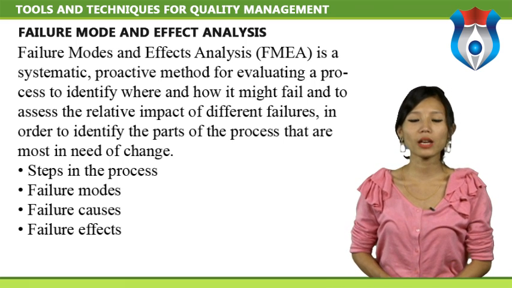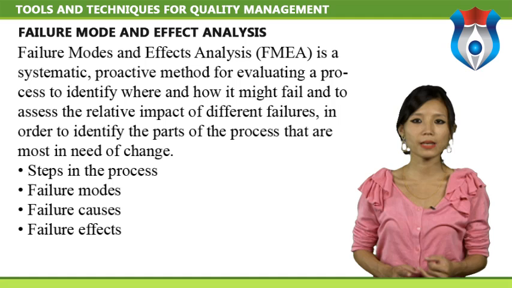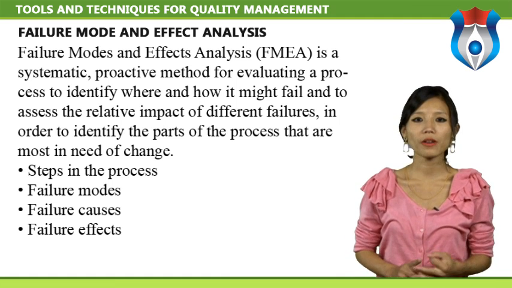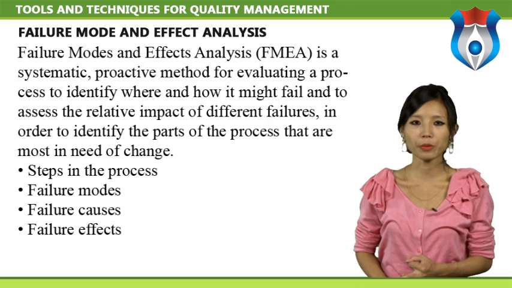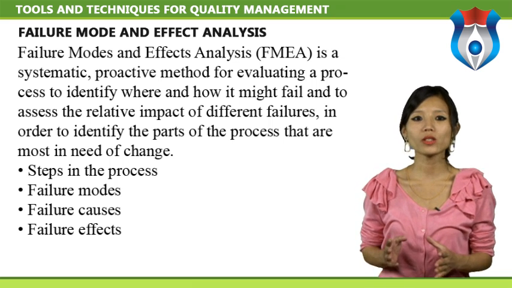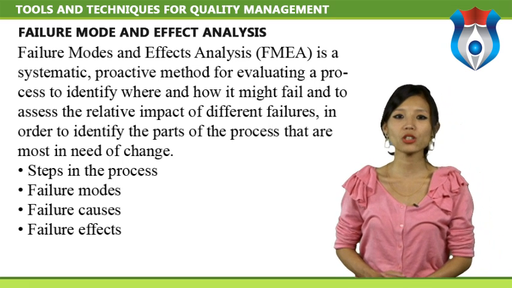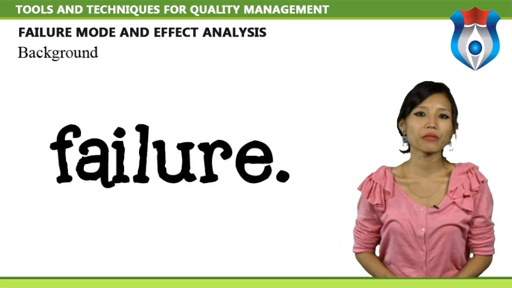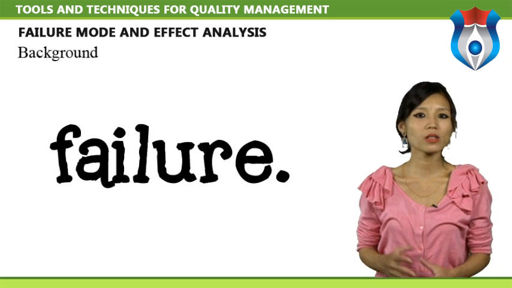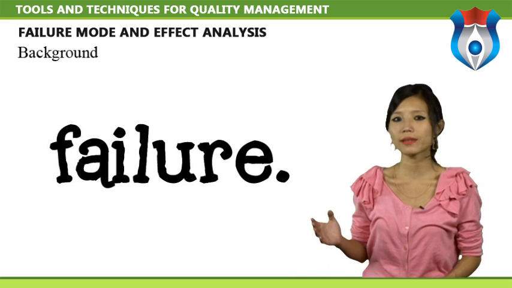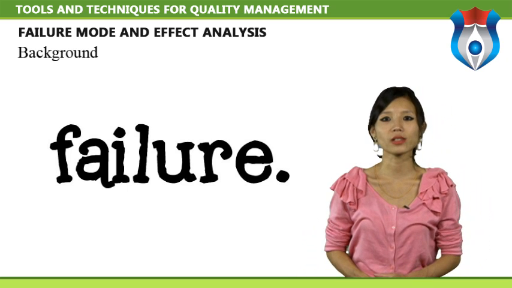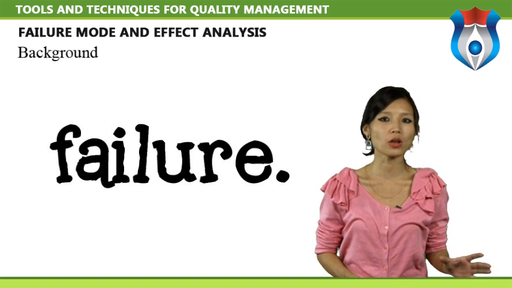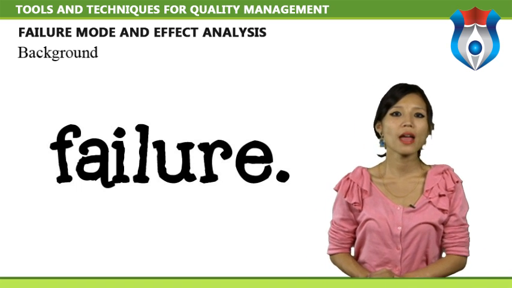The FMEA includes review of the following: steps in the process; failure modes, what could go wrong; failure causes, why would the failure happen; failure effects, what would be the consequences of each failure. Background. Failure modes and effect analysis was developed outside of healthcare and is now being used in healthcare to assess risk of failure and harm in processes and to identify the most important areas for process improvements.